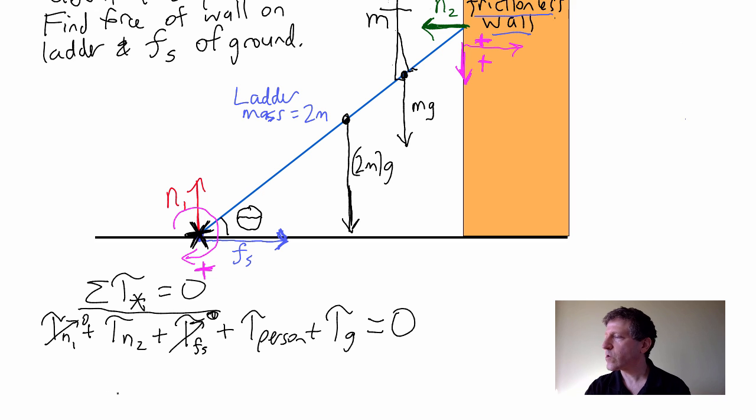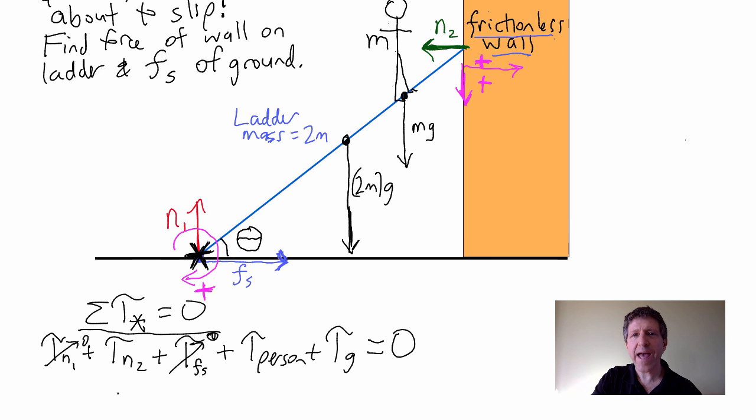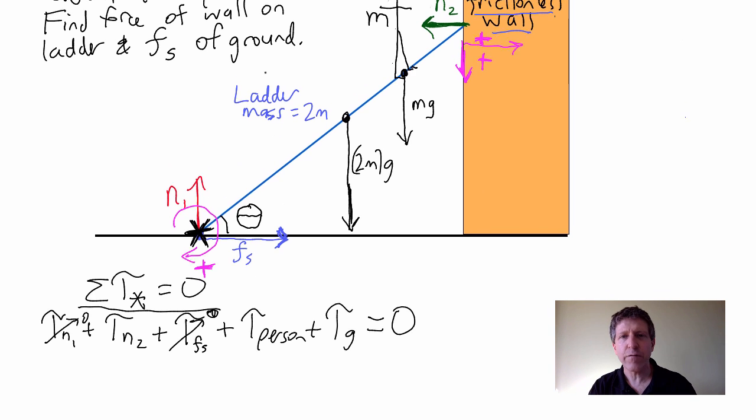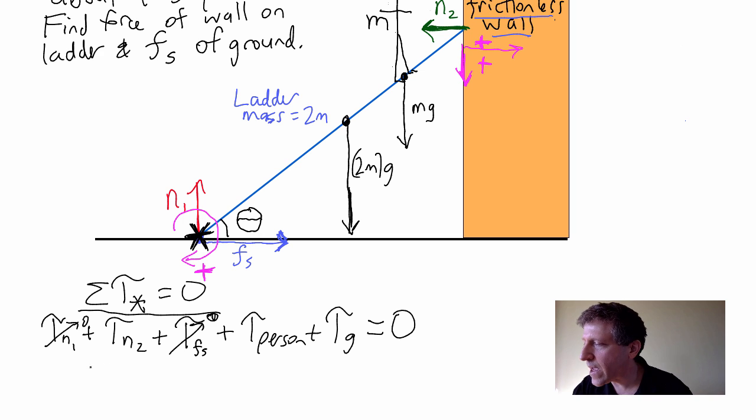Let's figure out which directions those are in. Due to N2, if I call clockwise around this axis positive, if this were the only force acting, N2 would actually make it rotate counterclockwise. So that's going to be a negative torque. And I'm just going to write rF sine theta here. That'll be negative, and that'll be rF sine theta.